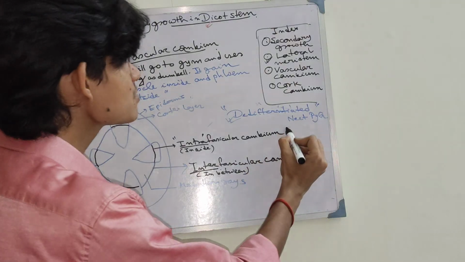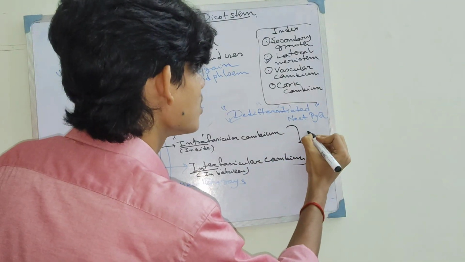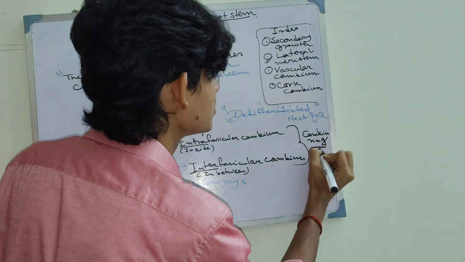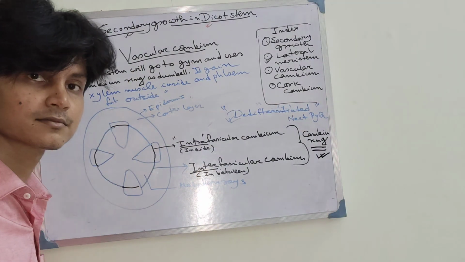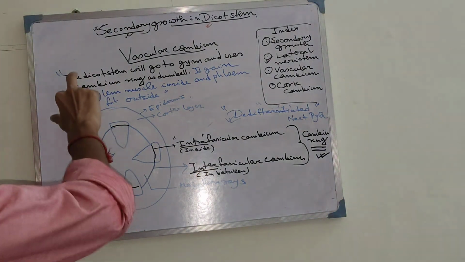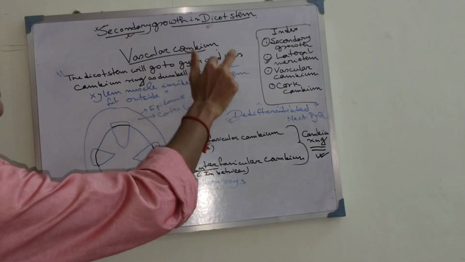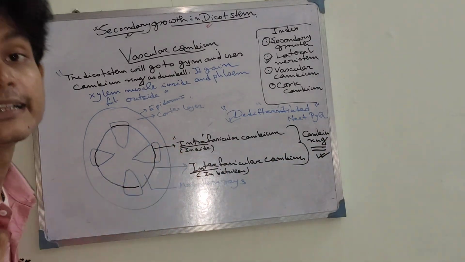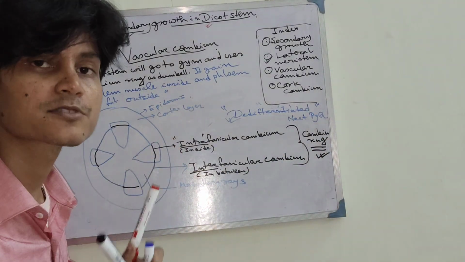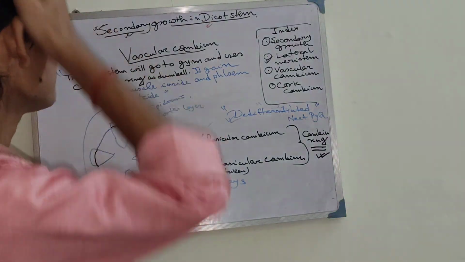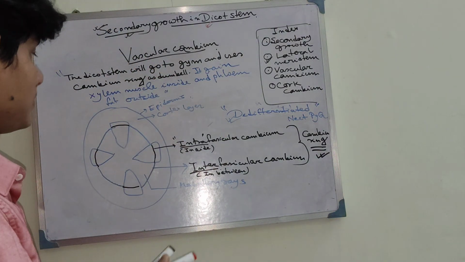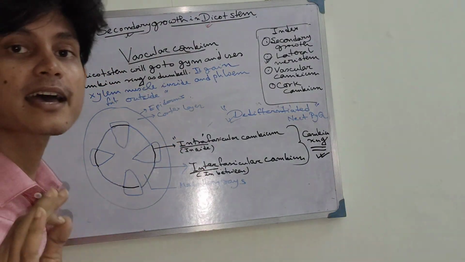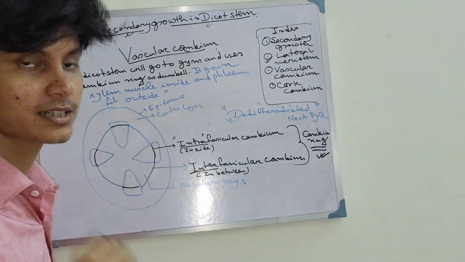So these two collectively are called the cambium ring. Dicot stem will go to the gym and use the cambium ring as a dumbbell. So the dumbbell is ready. Now it's time to build up some muscle and fat. The cambium ring will cut off cells in both directions. It has bifacial activity.